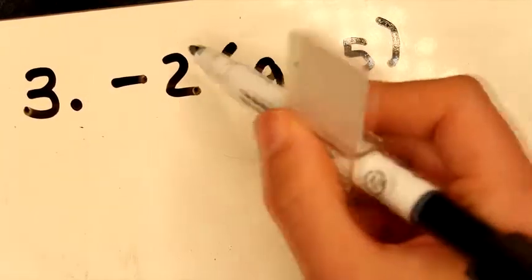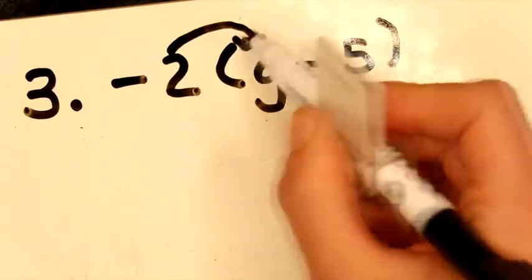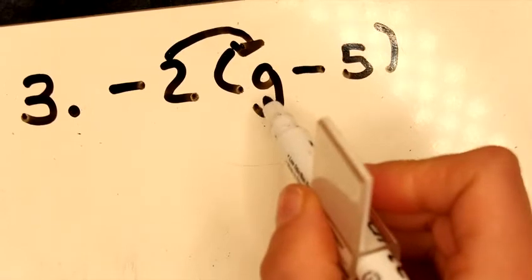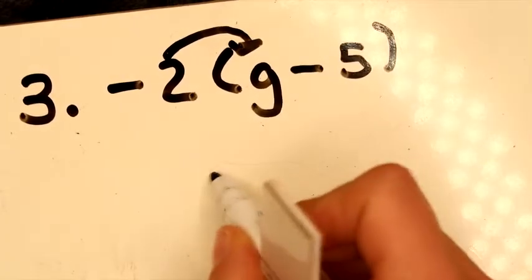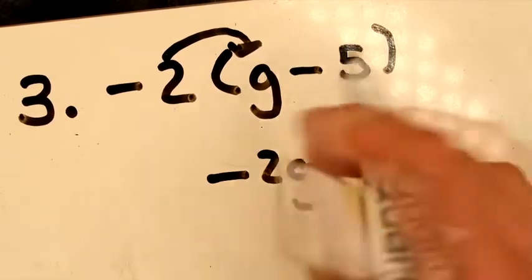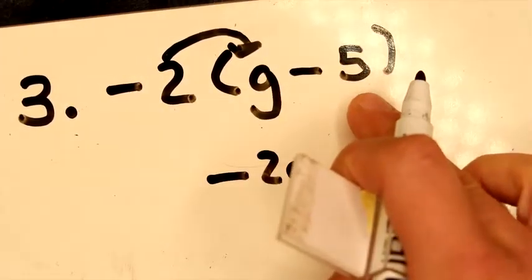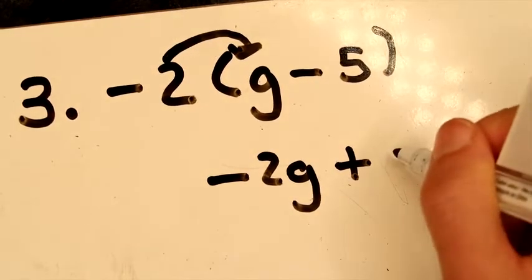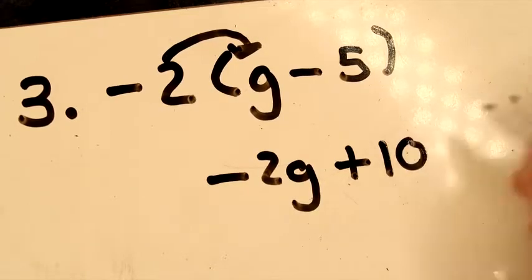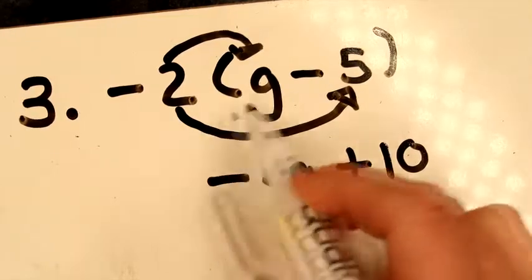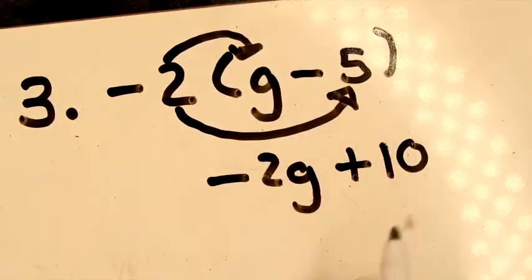So let's distribute this negative 2 to g again. We're on number 3. Negative 2 times positive 1g is going to give me negative 2g. A negative times a negative is going to give me a positive 10, because 2 negative times 5 negative gives me 10 positive.